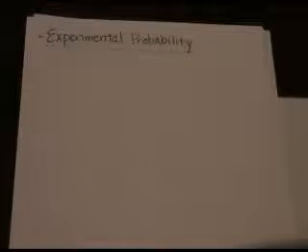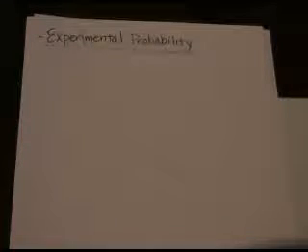experimental probability. Experimental probability is just how it sounds. It's the probability of something happening based off of an experiment. Experimental probability is where you say, this is what I expect to happen because this is what happened before.